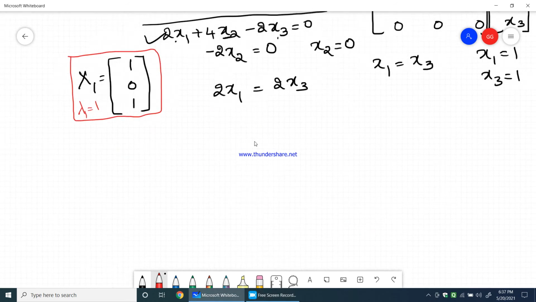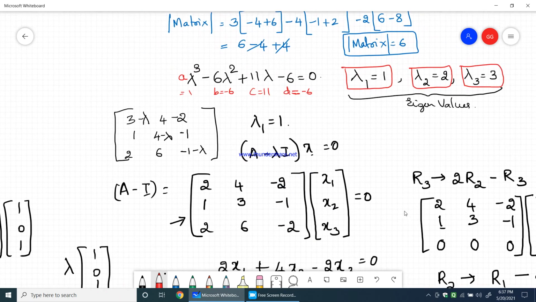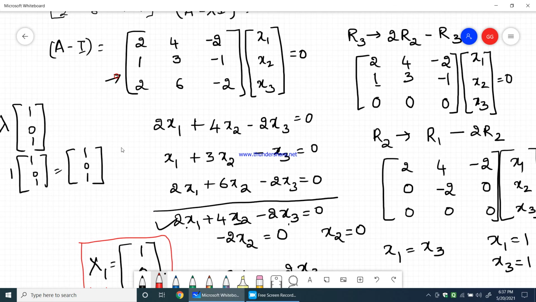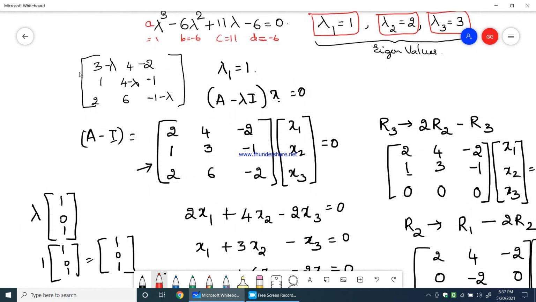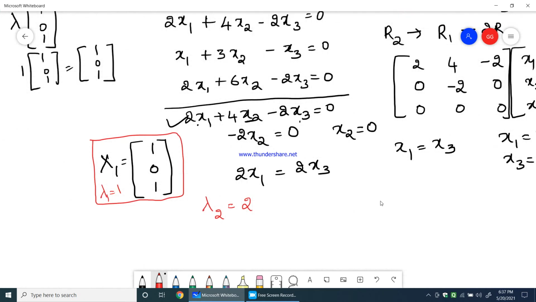Okay, now we'll go with the next lambda, which is lambda 2. Let us see what we have got: 2. So let us go with lambda 2 equal to 2. We'll try to write this matrix, which is 3 minus lambda. So we'll write this again.